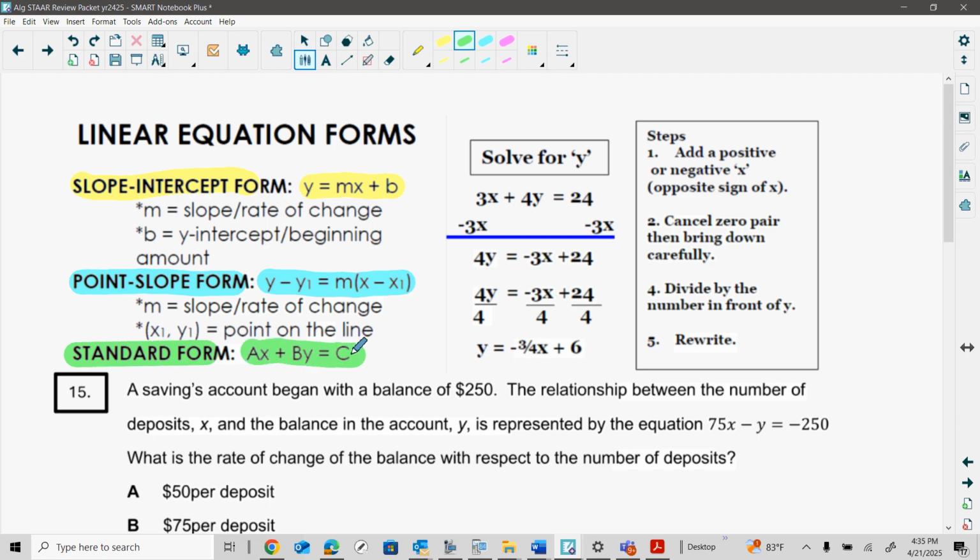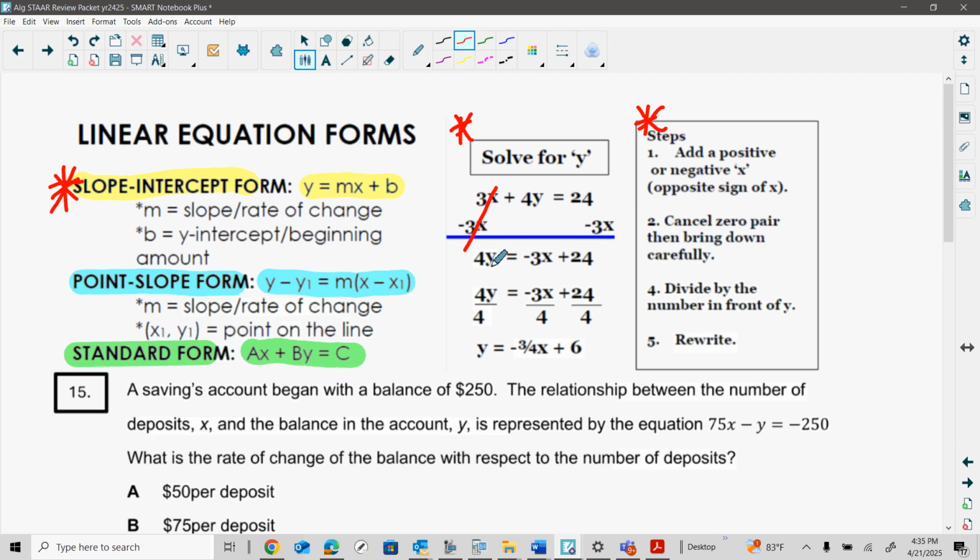So really, the key of all 3 forms, slope intercept form is the most important. You have to be able to write, and basically you have to be able to go from this form back to slope intercept or standard. And so this over here is important. These little steps to remember to do. We need you to be able to solve for y. Always add or subtract the opposite sign of the x. We want to get rid of the x term first. So if this is positive, that's what we did. Negative to cancel that. Cancel the 0 pair, then bring down everything carefully.